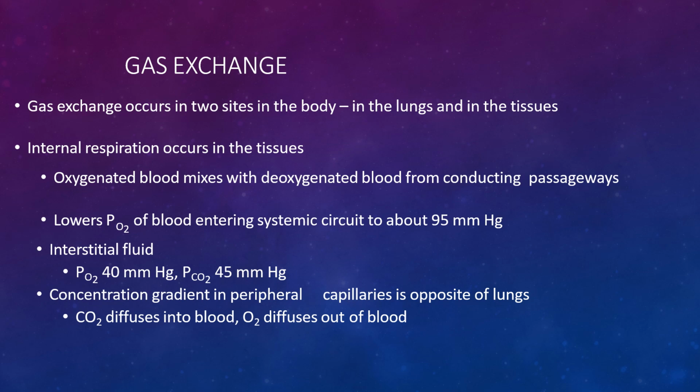As I said before, gas exchange occurs in two sites in the body, in the lungs and the tissues. Internal respiration occurs in the tissues. Oxygenated blood mixes with deoxygenated blood from conducting passageways. This lowers the partial pressure of oxygen in blood entering the systemic circuit to about 95 mmHg. Interstitial fluid is around 40 for oxygen and 45 for carbon dioxide. The concentration gradient in peripheral capillaries is opposite to the lungs. Carbon dioxide diffuses into blood, oxygen diffuses out of the blood.